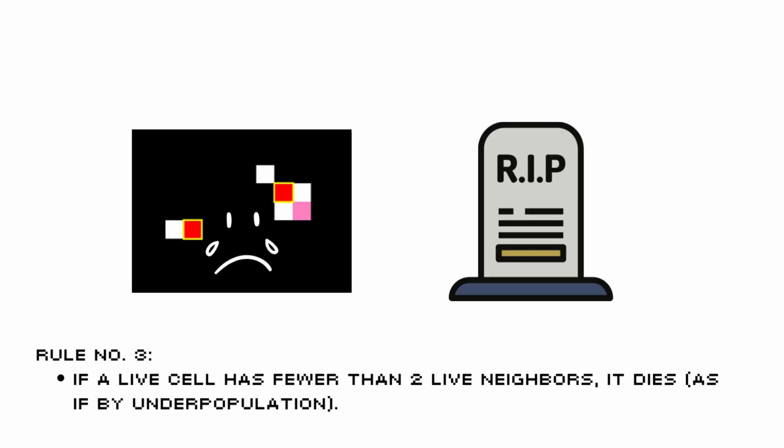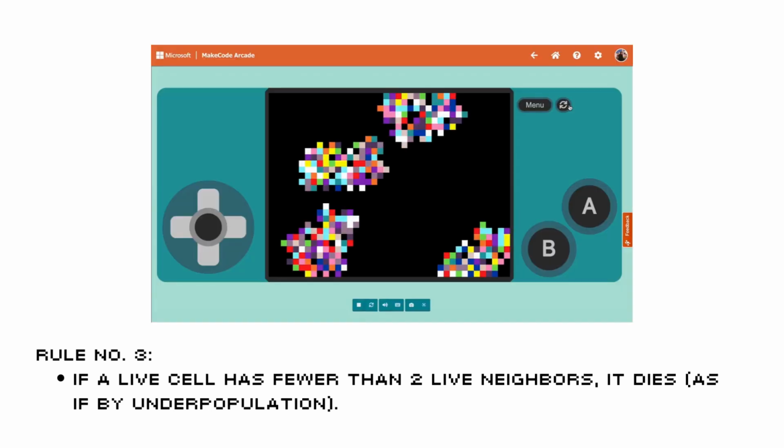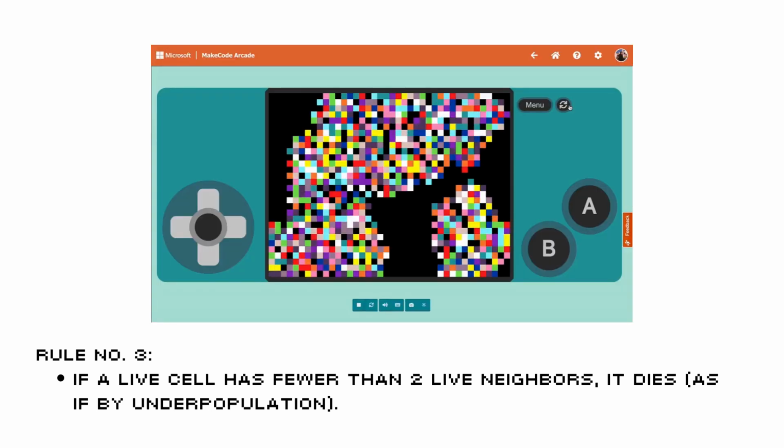Rule number 3: nothing in life lasts forever, so our simulation must follow this as well. The third rule is that any live cells not supported by neighbors will become dead, and all dead cells which don't birth a new cell stay dead. Now let's turn off this rule and see how it goes.